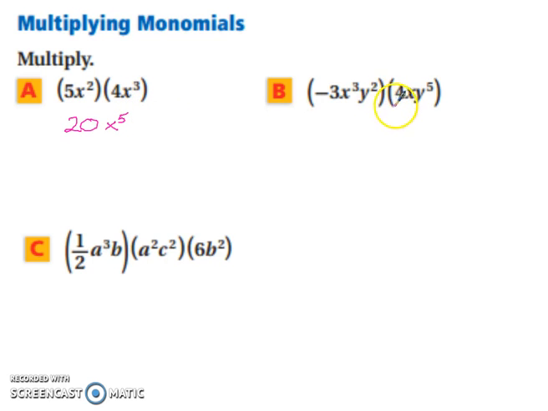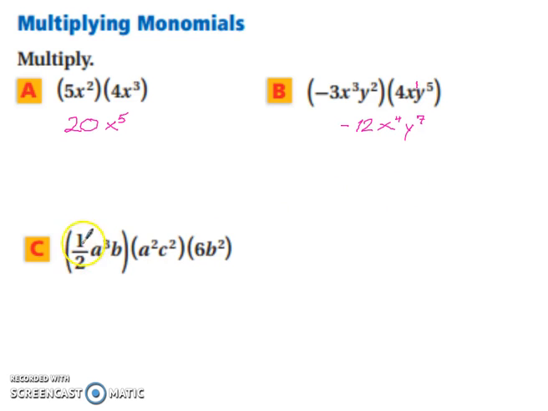Now let's try b. Multiply the numbers together, so we have negative 3 times 4, which is negative 12. And now we deal with our variables, x to the third and x, which is like saying x to the first, remember? So we now have x to the fourth. And then we have y squared and y to the fifth, which brings us to y to the seventh.